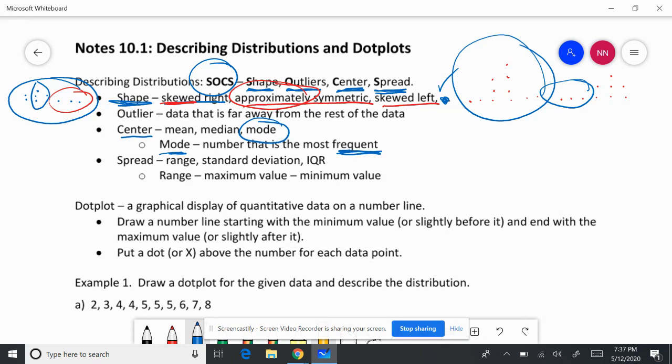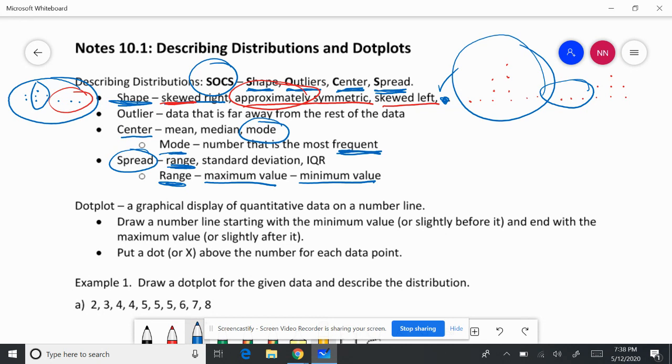And the last part of the distribution is our spread. There's multiple different types of spread: range, standard deviation, IQR. We're going to get to each of them, but today we're just going to focus on the range. How we find the range is we take our maximum value and we subtract our minimum value. So that right there is describing our distribution.